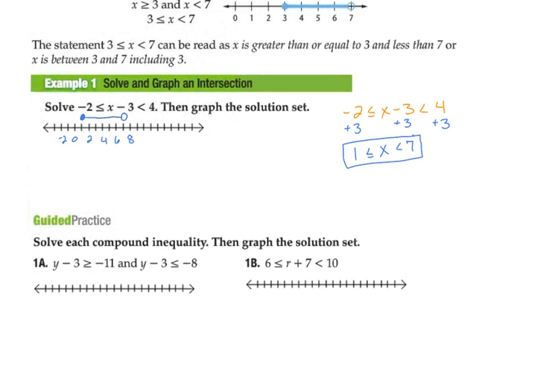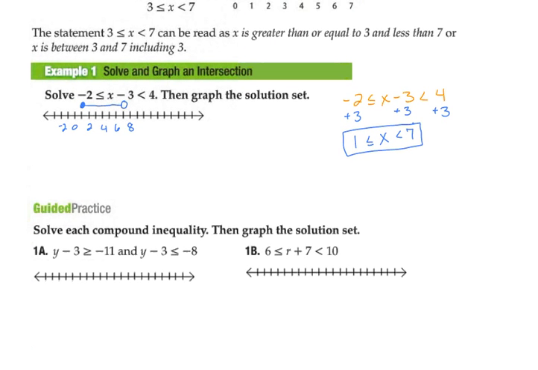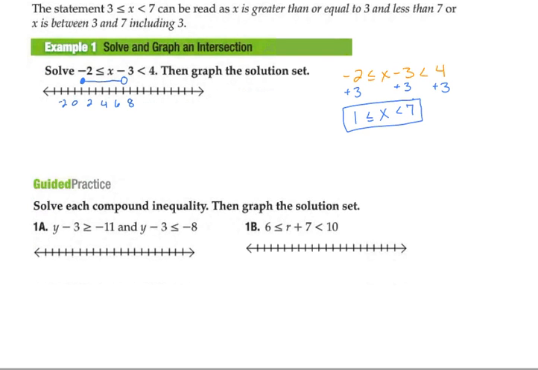All right, let's go ahead and look at 1A. The way it's written is kind of weird, so I'm going to do 1A with you, and then you can do 1B on your own. They have it written in two different pieces. So we're going to go ahead and solve both pieces, and then we are going to combine them together.